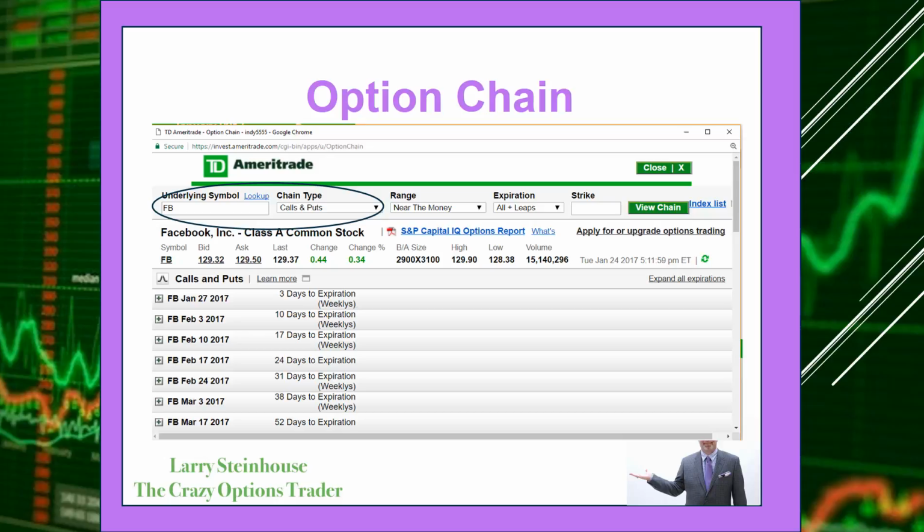Now, if you go down to any one of these, for example, let's take a look at this one, FB March 17, 2017. That's the date of the expiration. March 17th is the date of the expiration. And if you look to the right, it says 52 days to expiration. So you can actually figure out what day I took this screenshot. But anyway, the reality is how far away do I have to go before the option expires? So it's 52 days to expiration.